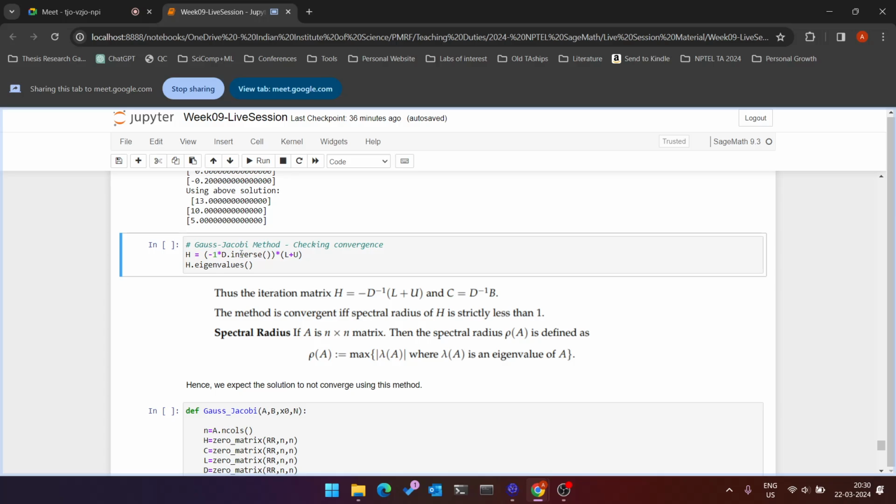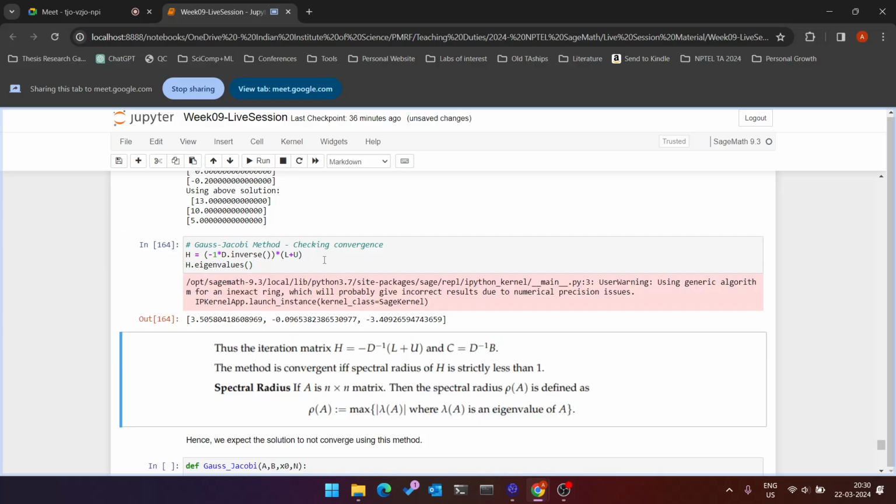Using firstly the Gauss-Jacobi method. In the Gauss-Jacobi method, my iterative matrix H is nothing but minus D inverse into L plus U. So if I write my iteration matrix H and print out its eigenvalues, I see that the eigenvalues are 3.5, minus 0.09 and minus 3.4.